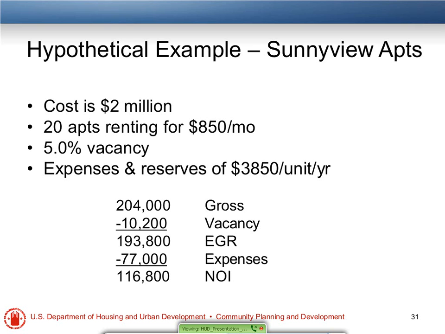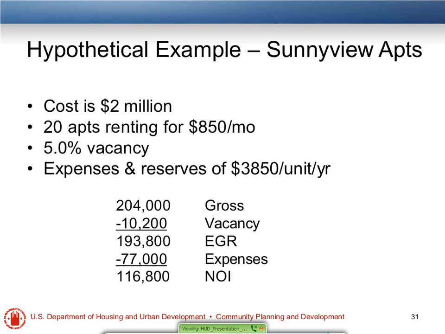Sunnyview Apartments. It's going to cost $2 million to construct the units. We've got 20 apartments. They will rent at $850 per month. We've calculated a 5% vacancy rate, and our expenses and reserves are $3,850 per unit per year. So we've got gross income at $850 a month times 20 units times 12 months gives us $204,000. We subtract 5% vacancy from that. It gives us effective gross rents of $193,800.